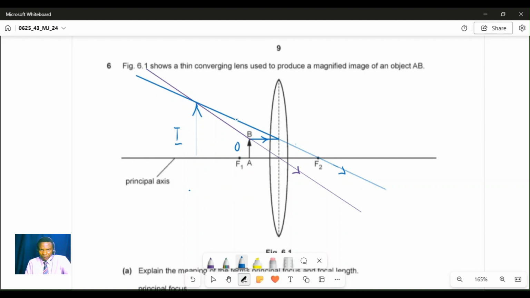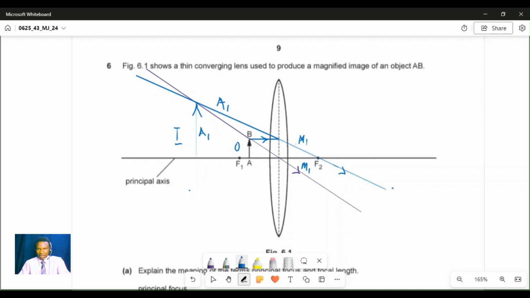Now, how are the 4 marks awarded? For drawing this ray parallel to the principal axis refracted to the focus, you get 1 mark, M1. Then for extrapolating, A1. Then for showing the image, you have 1 mark. And then a ray that passes through the center of the lens, you have another mark. So this is how the 4 marks are awarded.